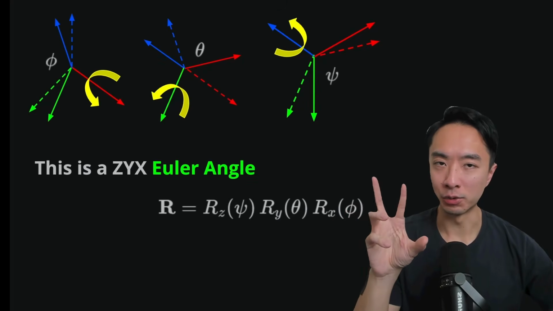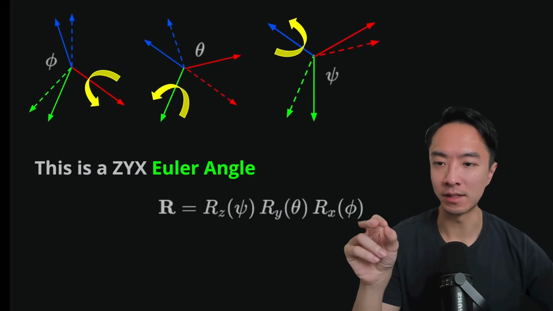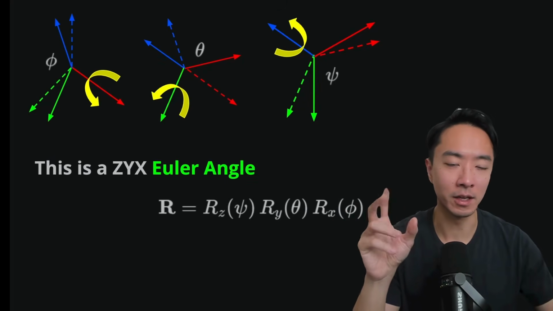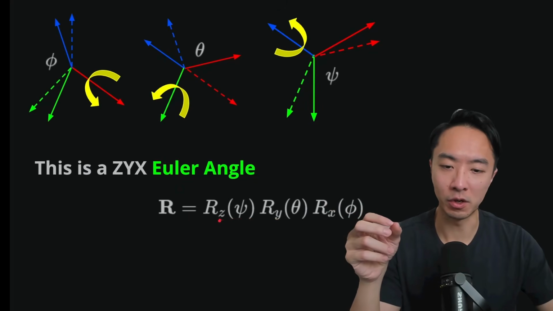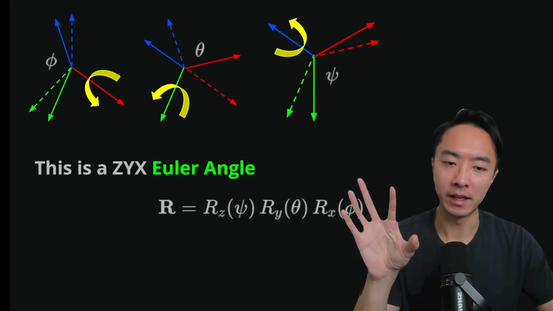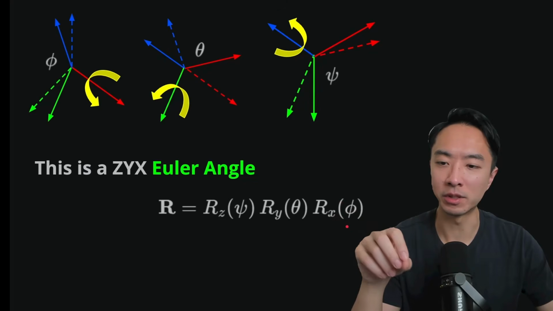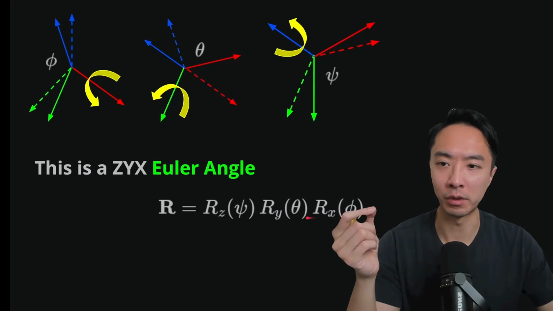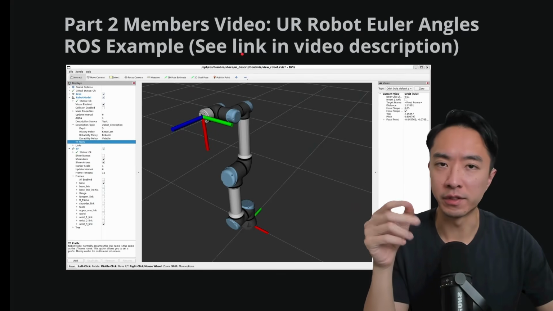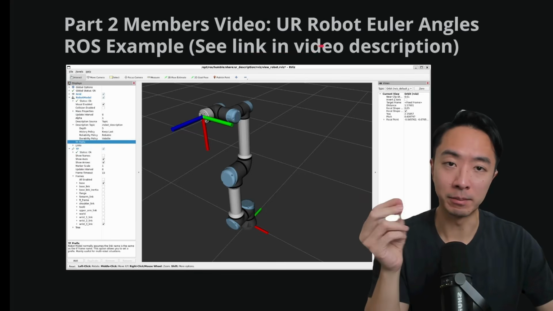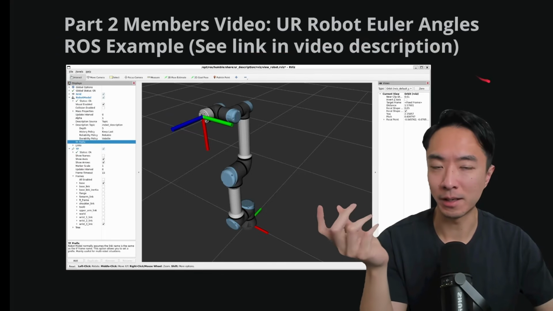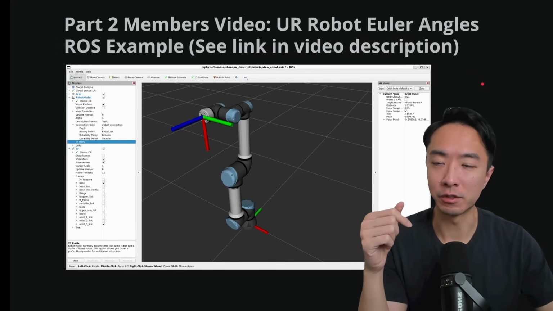So doing the order sequence z, y, x, this comes up with this equation here, Rz, Ry, Rx. When you take all 3 rotation matrices together and multiply them, that's how you get your Euler angles. There's a part 2 to this video later on where I do a deep dive using the UR robot as an example. It's going to be in the link in the video description.